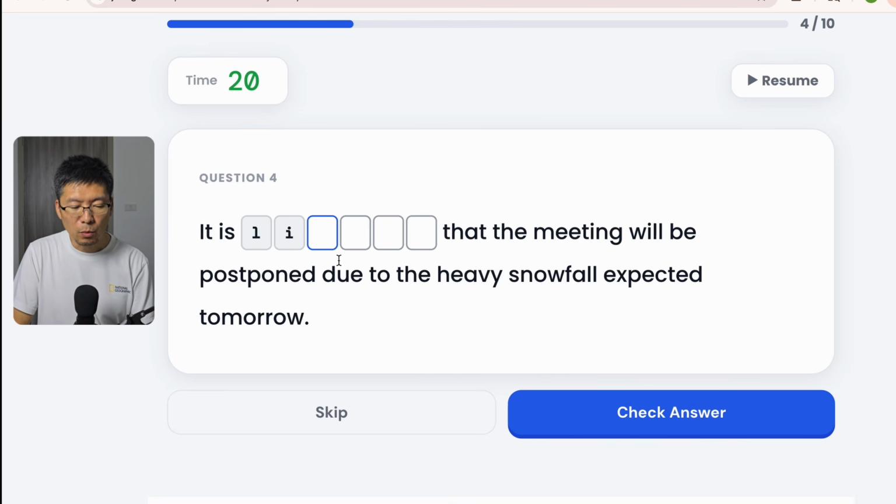It is what that the meeting will be postponed due to the heavy snowfall expected tomorrow?